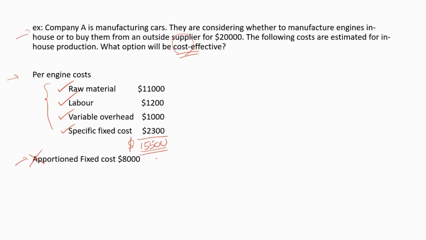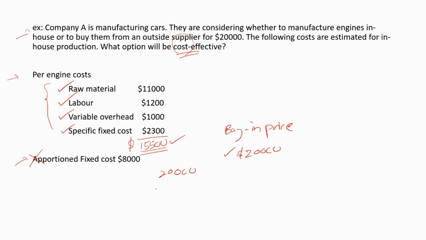Now we have to make a decision whether to manufacture the engines in-house or buy them from an outside supplier. The buy-in price they have given is 20,000, which means this is the price the company has to pay if they decide to buy from outside suppliers. Now you can see there is a difference between these two values. The buy-in price is higher than the cost of in-house production, which means there is a saving if the company decides to manufacture the engines in-house. So now let's calculate the saving.